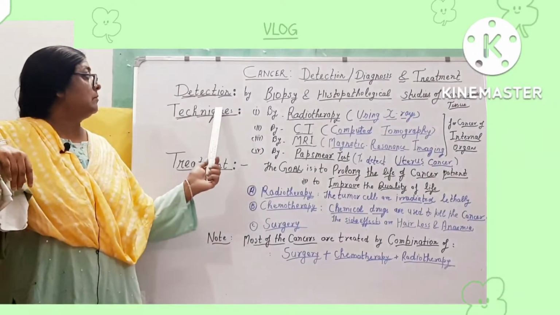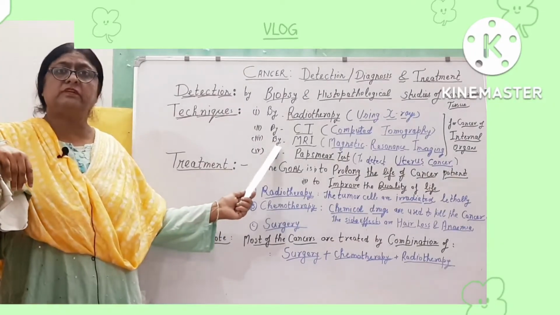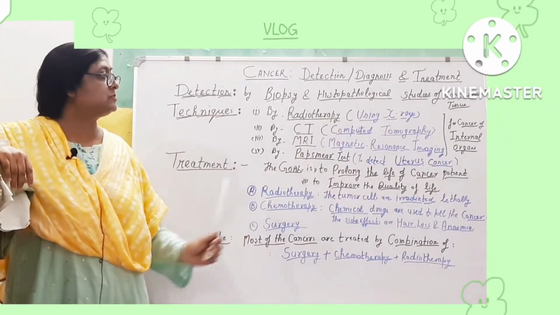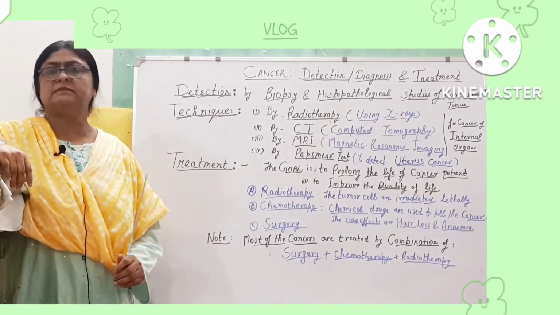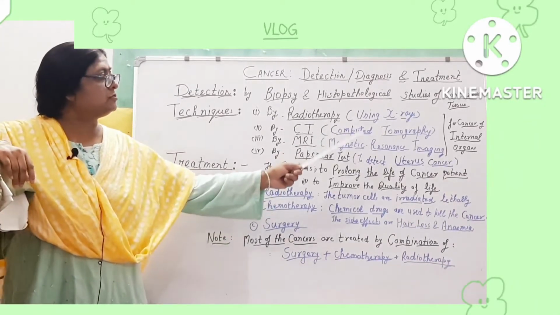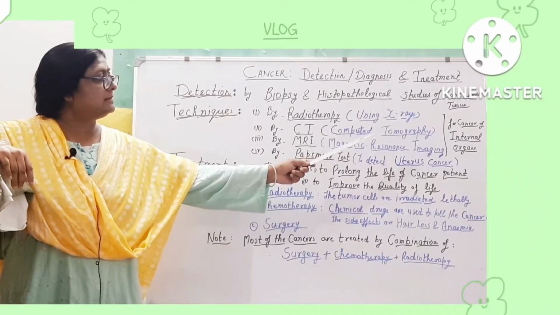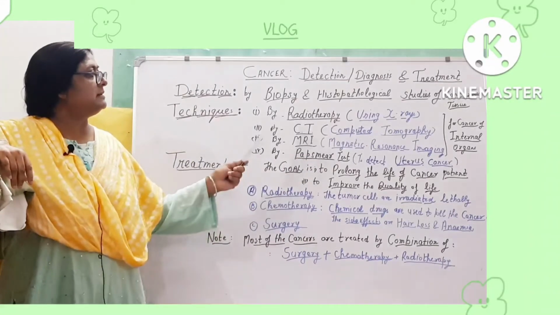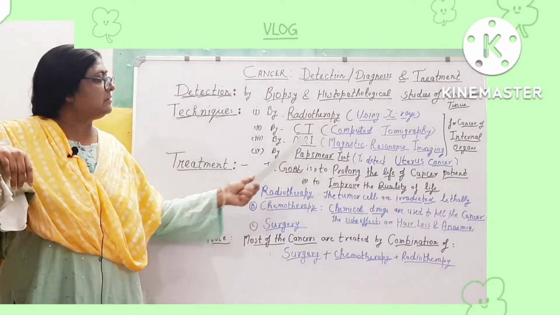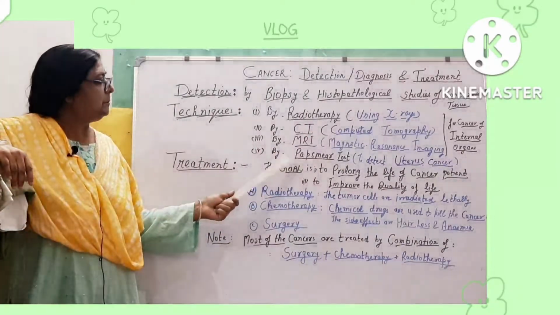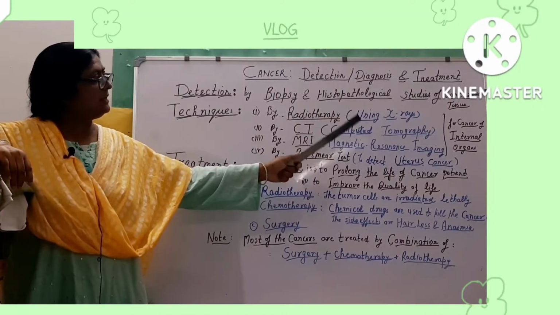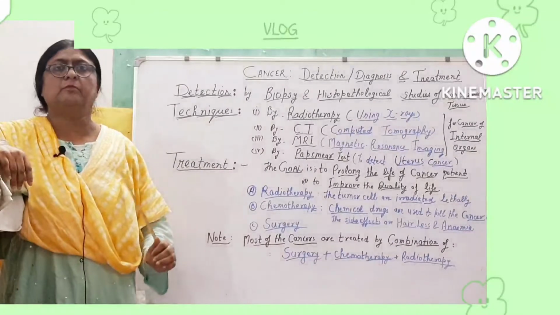There is one more technique used for the detection of cancer, that is MRI, magnetic resonance imaging. These are used for detecting cancer in internal organs: radiotherapy, computed tomography and magnetic resonance imaging. These three techniques are mainly used for detecting cancer in internal body parts.